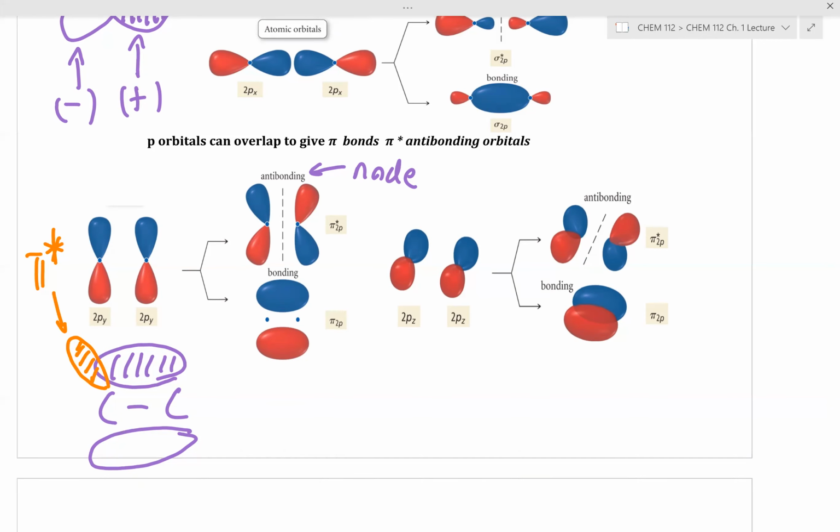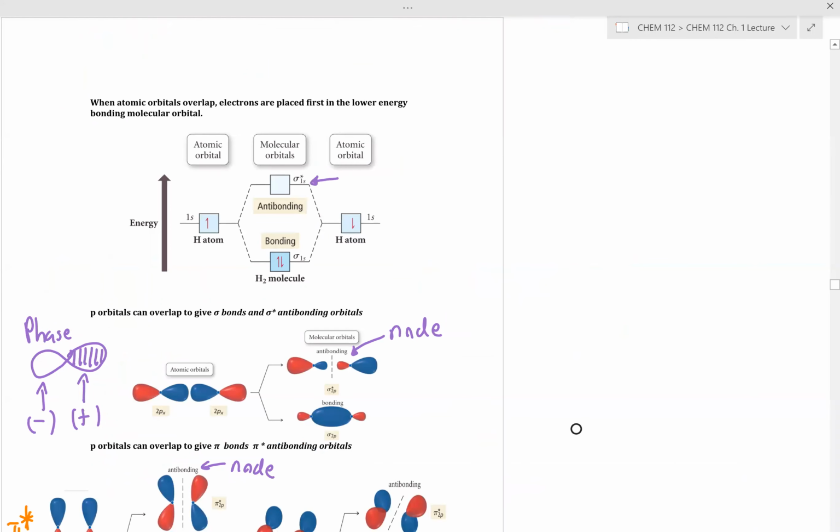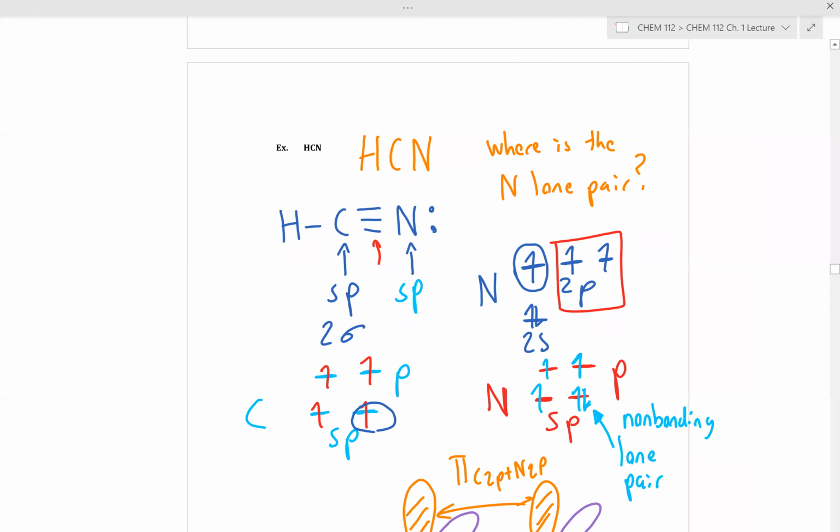So let's now continue on with molecular orbital theory. Oops. One moment.